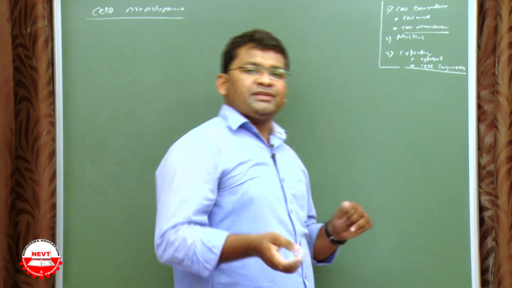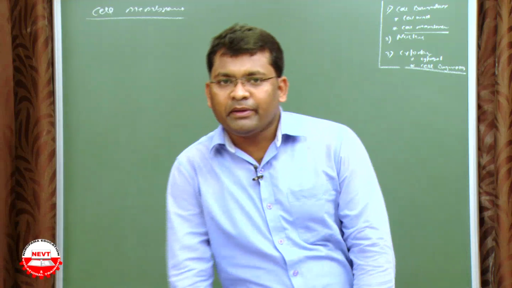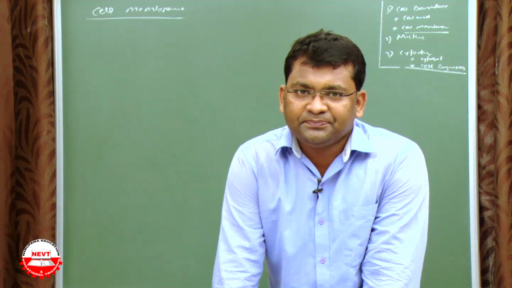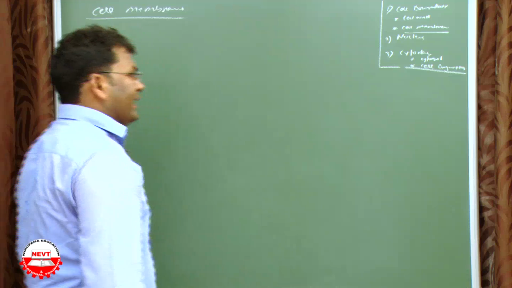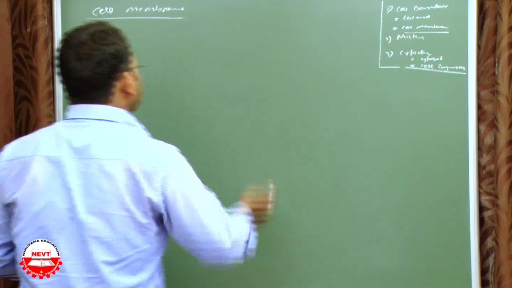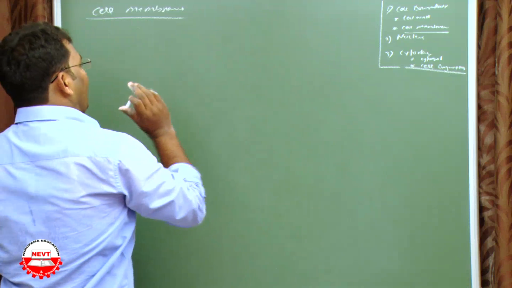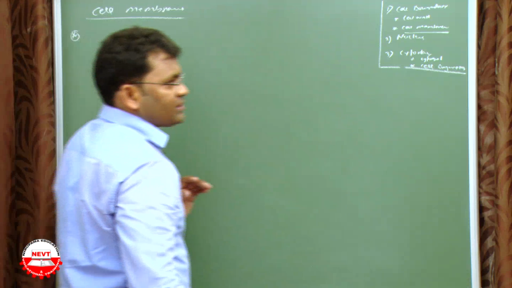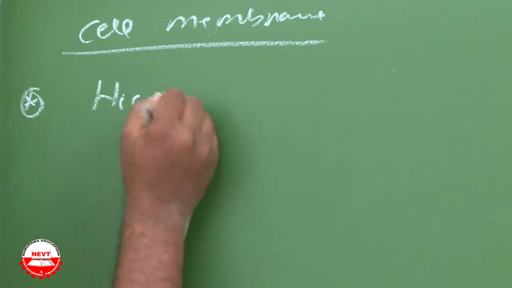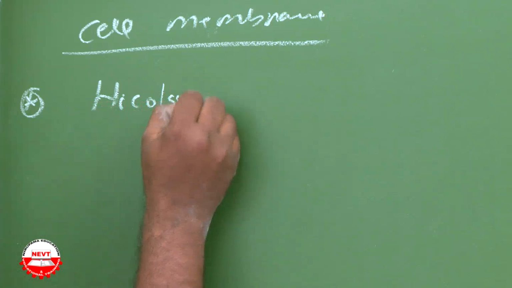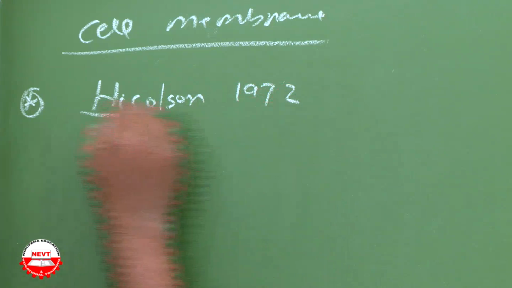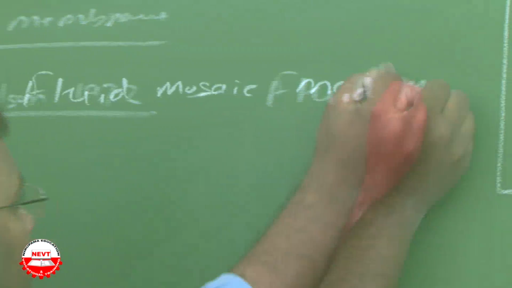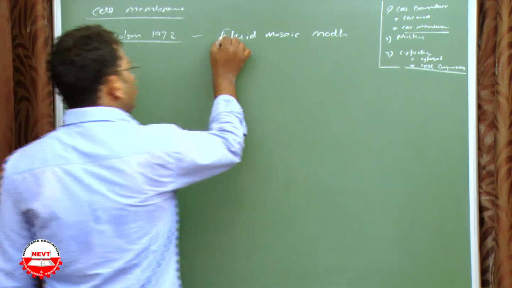Remember, the cell membrane is present both in plants and animals, and the cell membrane basically contains lipids and proteins. So one model was given to describe the cell membrane, and that model was given by a scientist, Nicholson, in 1972, and that is called the fluid mosaic model. So what exactly is the fluid mosaic model?